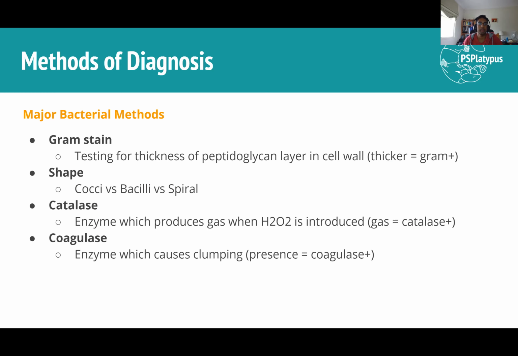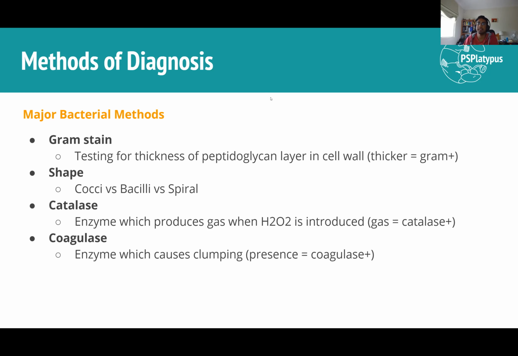We've already talked about how the Gram stain works. It's pretty simple. We can test if a bacterium has a thick peptidoglycan layer or a thin one. There's also shape. We talked about that as well: cocci versus bacilli versus spiral. Sphere versus pill versus twisted pasta shape.